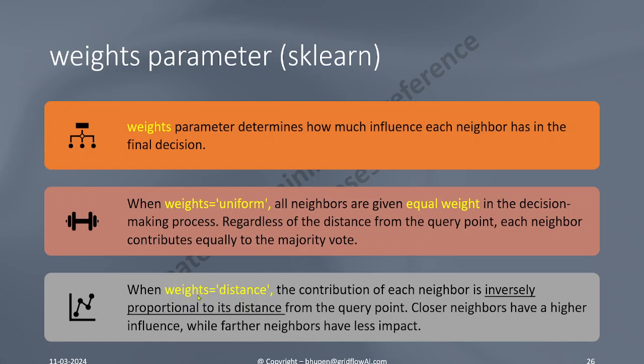You can also set it to weights equal to distance. In this case, the weights come into the picture and each neighbor's weight is inversely proportional to the distance. The closer neighbors have higher influence, while the further neighbors have less impact, so the closer neighbors will impact more in terms of weight and influence.